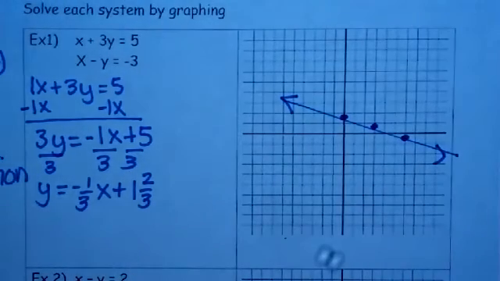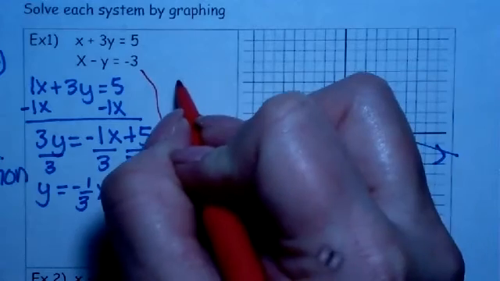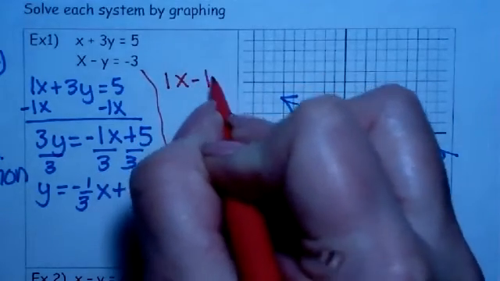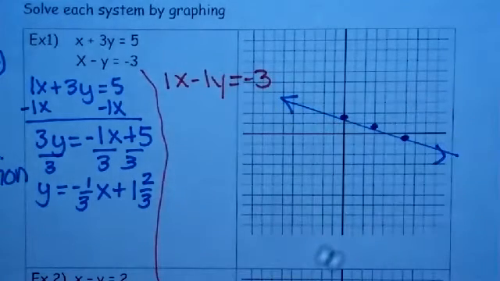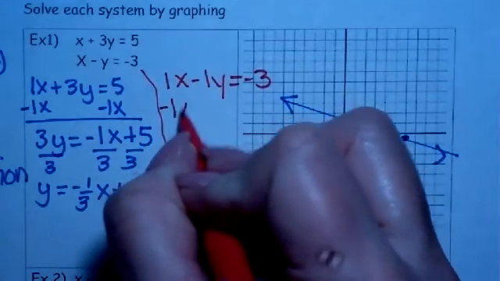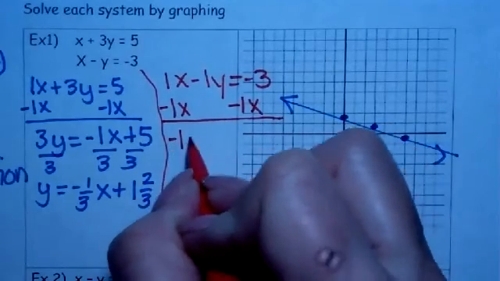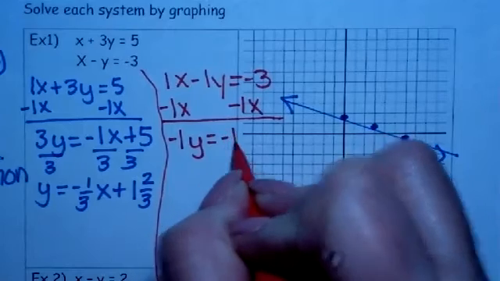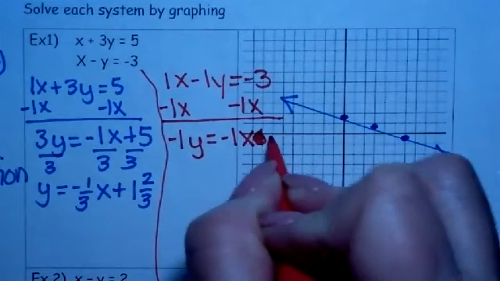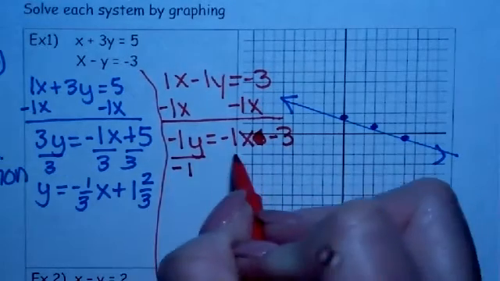Okay. Now, I'm going to repeat that process with my second line. I'm just going to do this so I can separate my work. I wrote too big. I'm going to have 1x minus 1y equal to negative 3. Okay. I'm going to do the same two steps in solving. So I'm going to subtract the 1x from both sides, just like that. And I'm going to have negative 1y equal to negative 1x minus 3. And then I'm going to divide by negative 1.